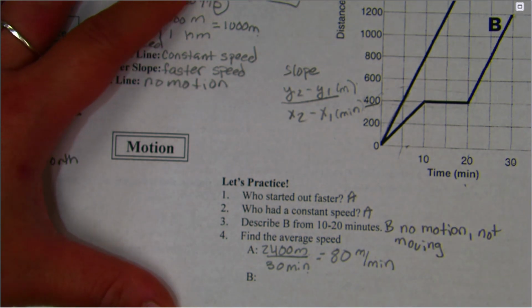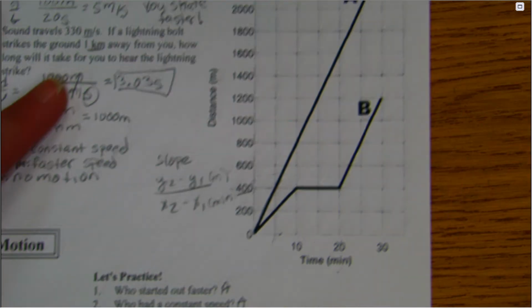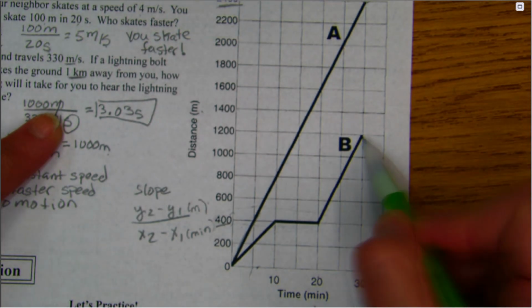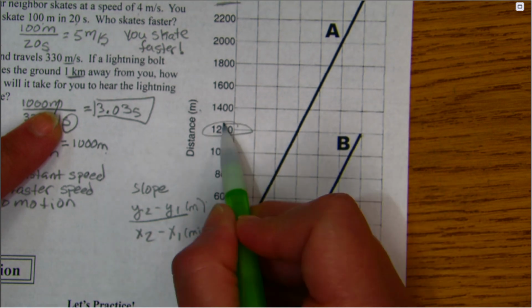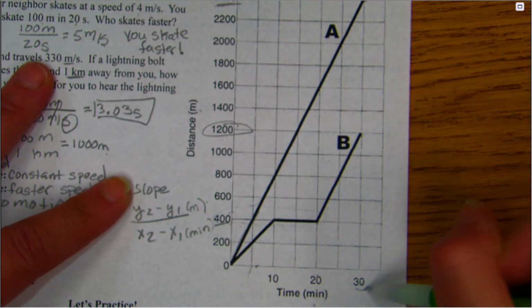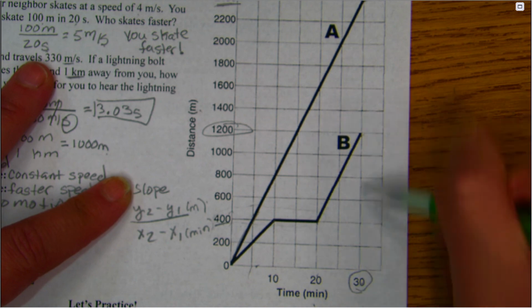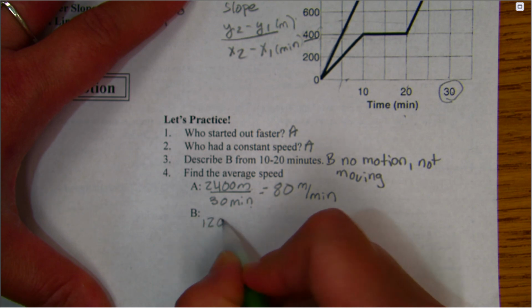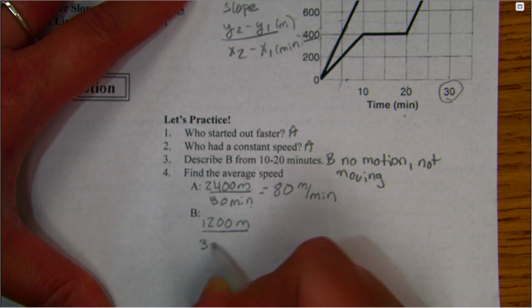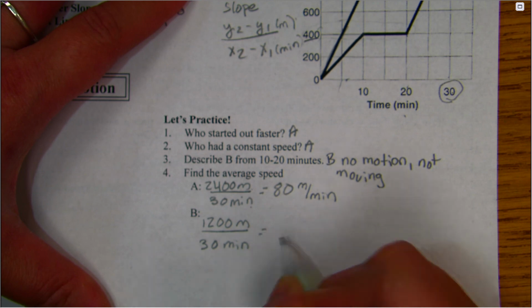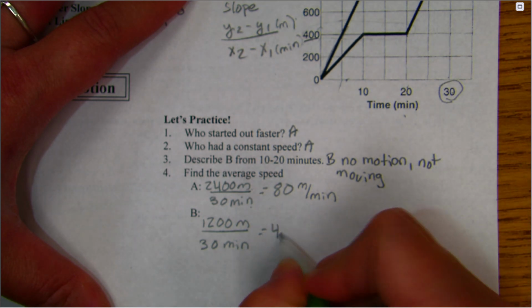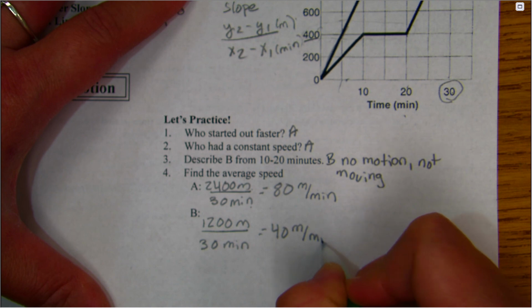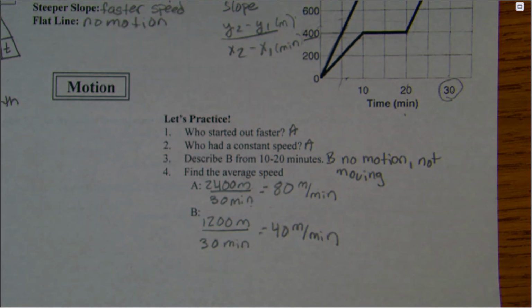And let's look at object B. Object B has a total distance of 1,200 meters in a 30-minute time frame. So object B went 1,200 meters in 30 minutes. When we plug that into our calculator, we get 40 meters per minute. So there's a lot of things that we can find about an object just based upon looking at its graph.